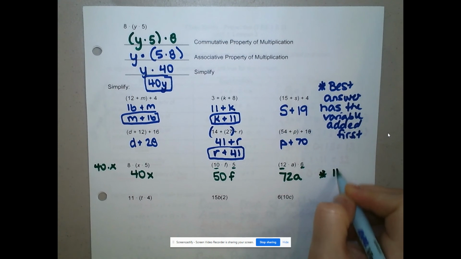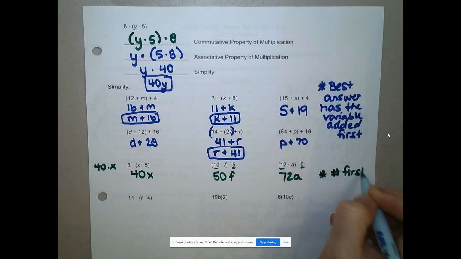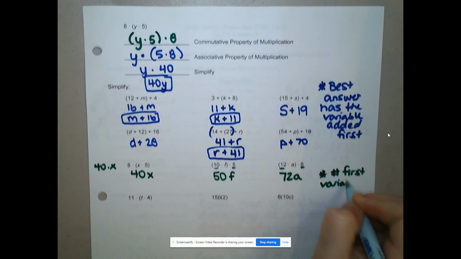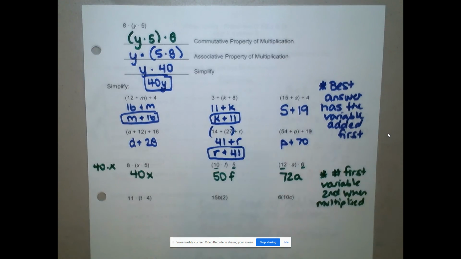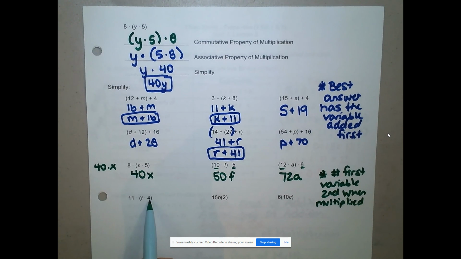So number first, variable second when multiplied. And you guys know this is hashtag, but it also means number, just for the record. 11 times t times 4, I can do the 11 times the 4 and get 44. And remember we said in the previous lesson, if we're going to write a t, we've got to curve the bottom of it so people don't think it's a plus sign.